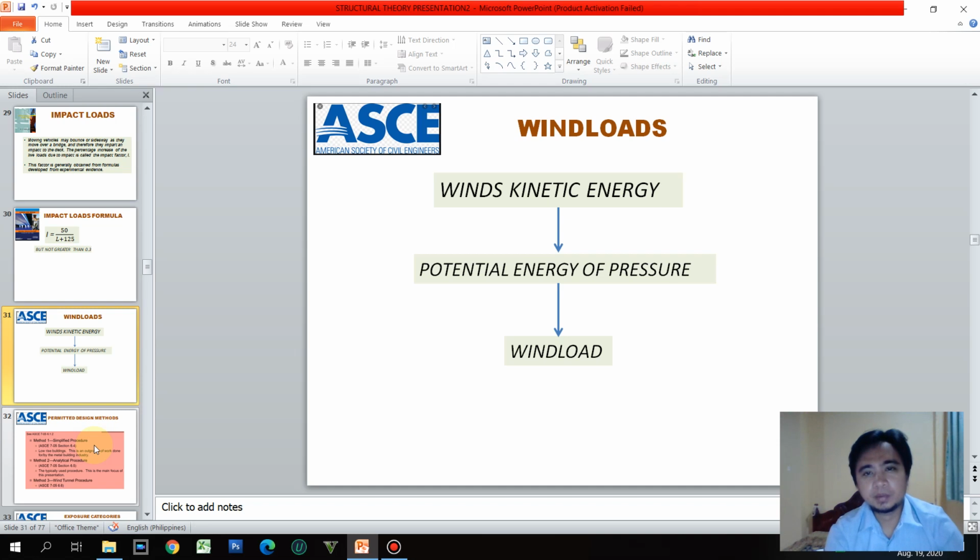So here is another type of loading, of course, wind loads. The procedure was introduced by the American Society of Civil Engineers, wherein the wind's kinetic energy is transformed into potential energy of pressure that causes wind load on a certain structure.